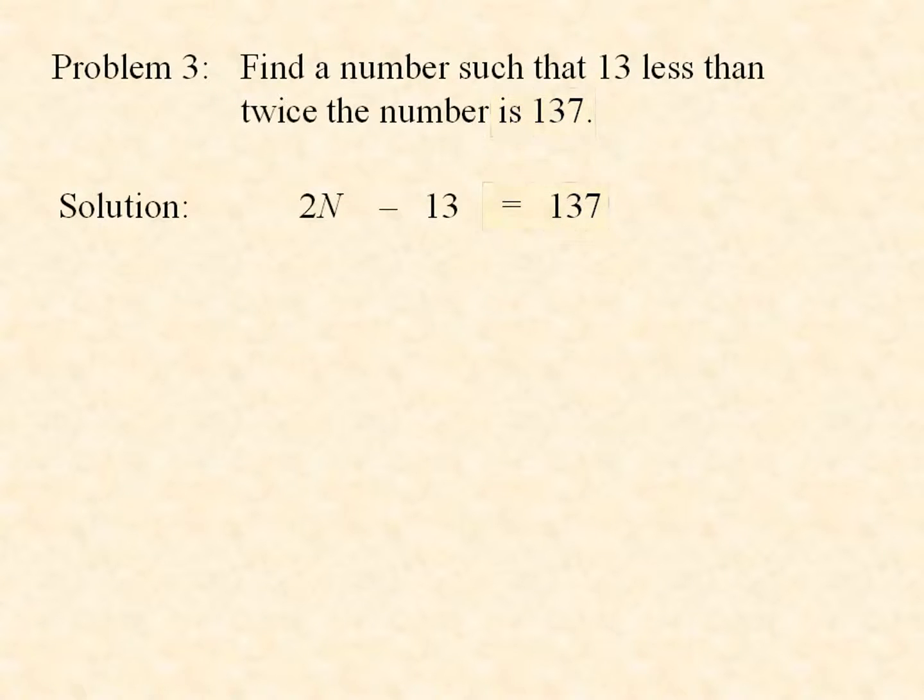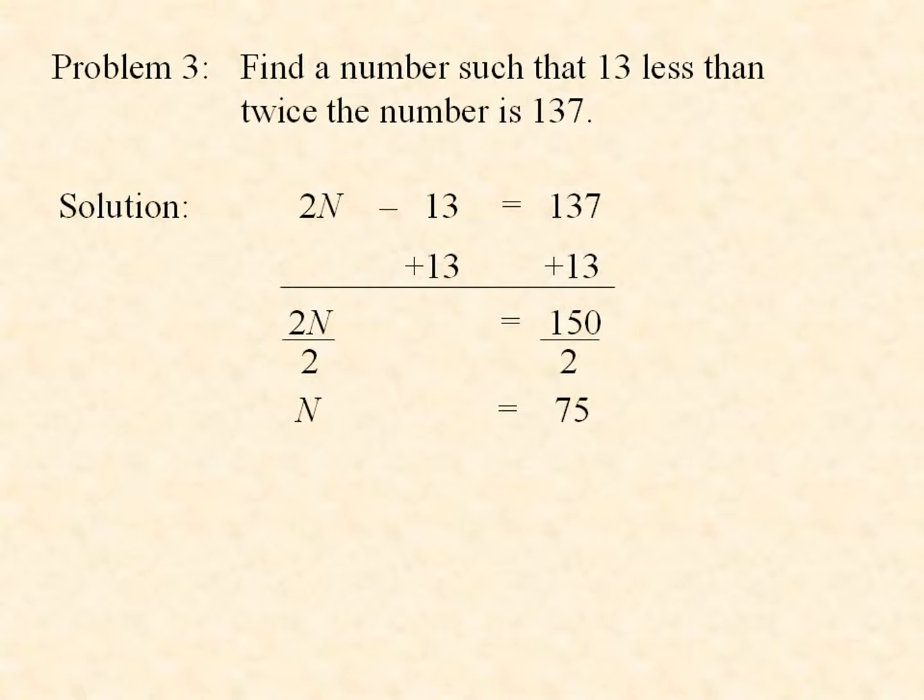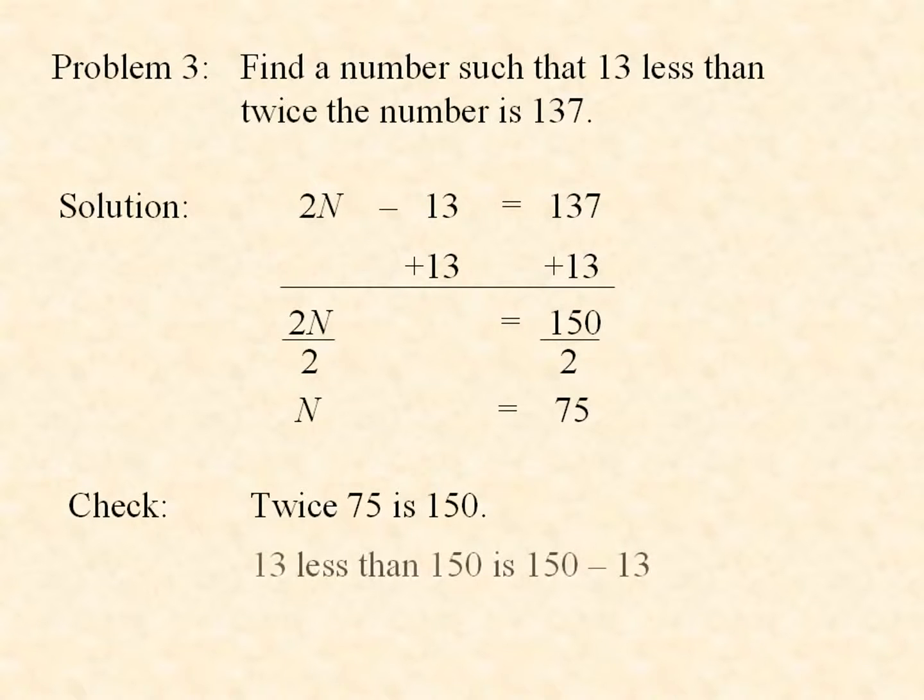So there's our equation. We need to get n by itself, so we add 13 to both sides. And that gives us 2n is 150. Divide by 2, and we find n is 75. Let's check this. 13 less than twice the number. Let's see. Twice 75 is 150, and 13 less than 150 is 150 minus 13, which is 137, and that's what the problem said.